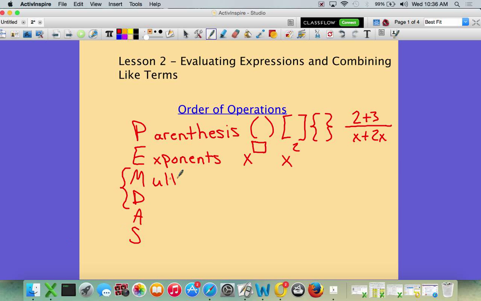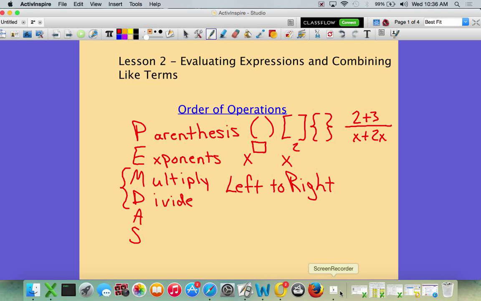For the next two, they kind of work together. Multiplication and division. Multiply and divide. These work together. You are going to use these as you see them from left to right. Whatever you see first, going from left to right, you deal with.